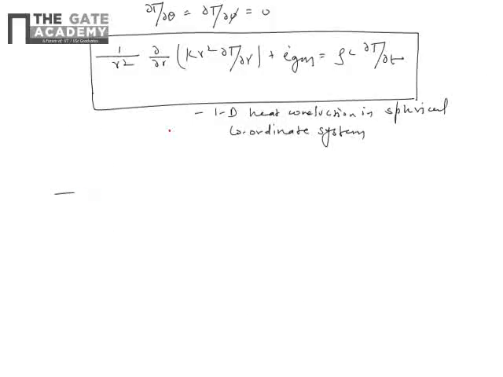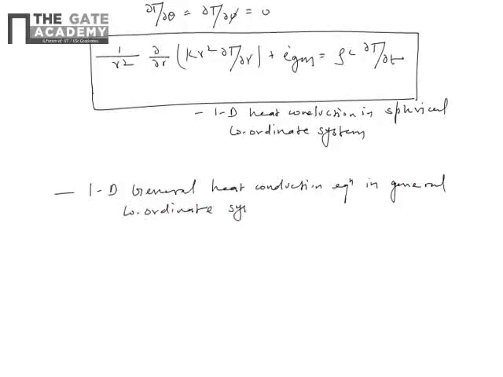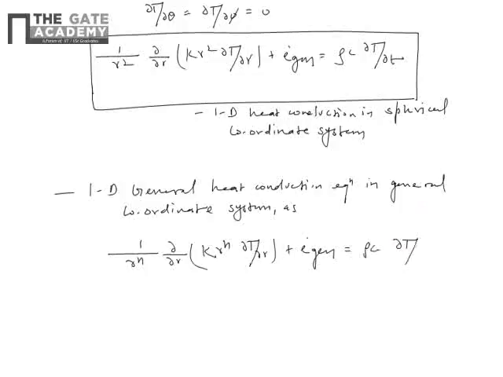If we analyze the 1D heat conduction equation in spherical, cylindrical and rectangular coordinate system, then we can write the 1D general heat conduction equation in general coordinate system as 1 upon r to the power n del upon del r k r to the power n del T upon del r plus E dot gen is equal to rho c del T upon del t.